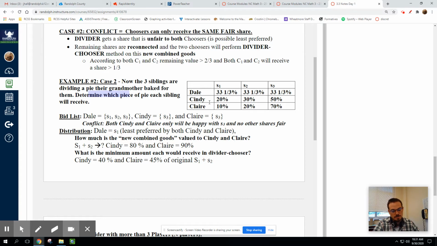Dale's looking at it and he's like, well, you know what? That's good. I like every single piece of that pie. I'm good with whatever I chose because maybe he knows something they don't about the way that he cut it. But Cindy and Claire, they have their own opinion.